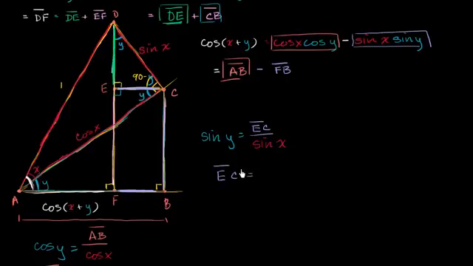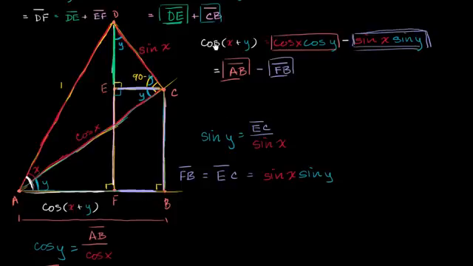EC is equal to sine of x times sine of y. And once again, EC has the same length as segment FB. So we have just shown that segment FB is equal to sine of x times sine of y. This is equal to that right over there.